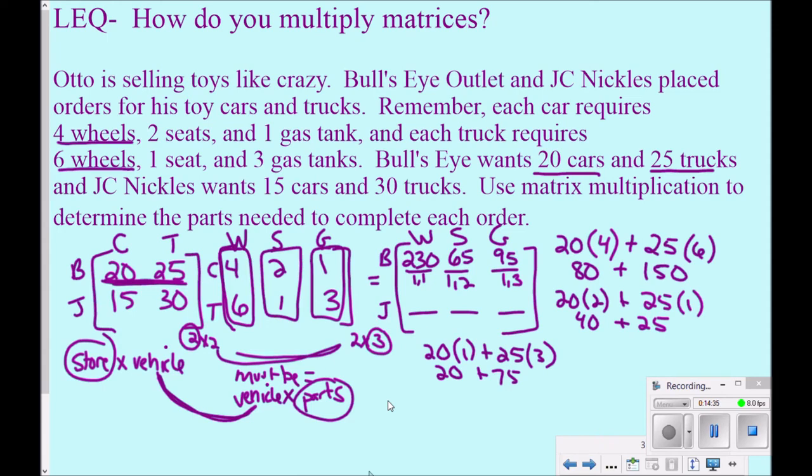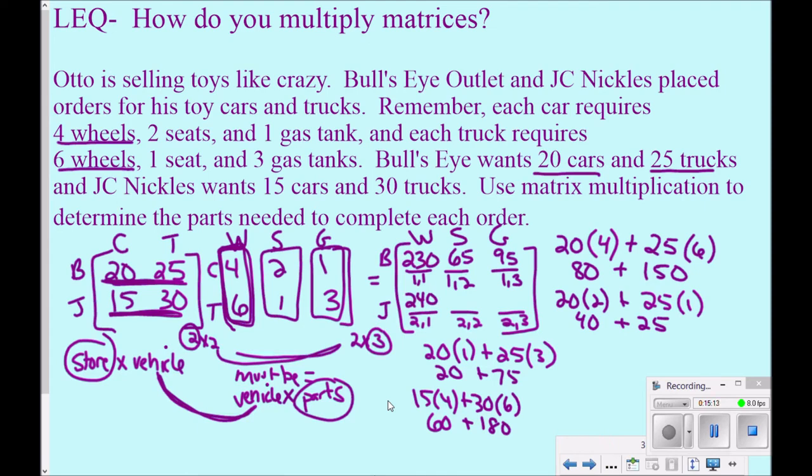Okay, now we're going to label the numbers or the placements of the second row. So this is the second row, first column, the second row, second column, and the second row, third column. So 2, 1 means I'm now focusing on the second row, and I'm going back to this first column. So 15 times 4 and 30 times 6. 15 times 4 is 60, and 30 times 6 is 180, and 180 plus 60 is 240.